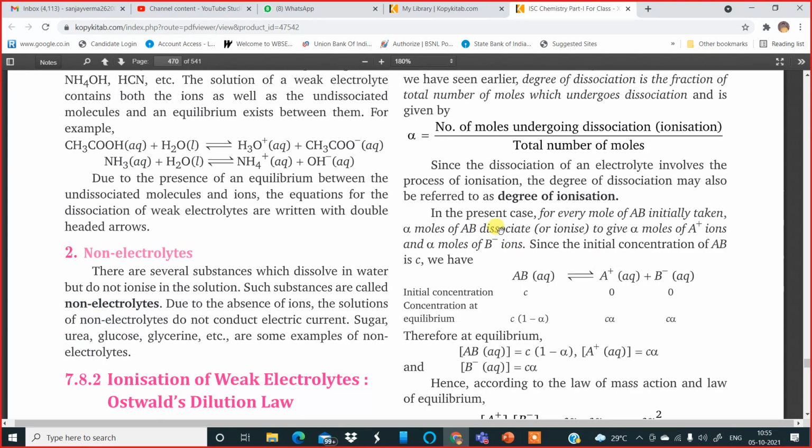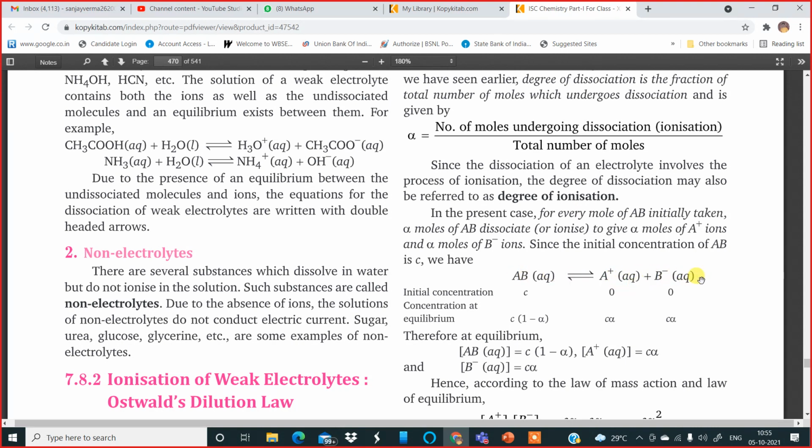So in the present case, for every mole of AB initially taken, alpha moles of AB dissociate to give alpha moles of A plus and alpha moles of B minus. Now, since the initial concentration of AB is C, we can write this equation once more. AB aqueous, reversible arrow, A plus aqueous plus B minus aqueous.